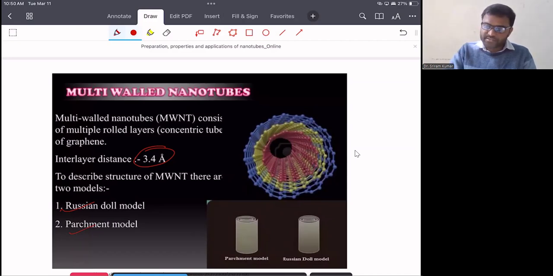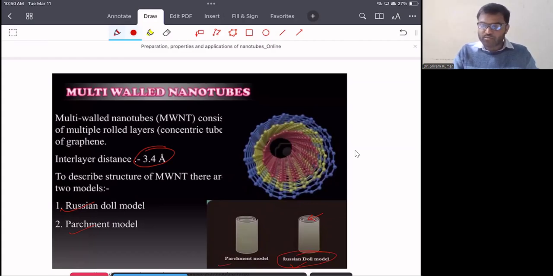So let's understand the Russian doll model first. Here in the Russian doll model, we have a kind of CNT rolling. If we have a CNT, that CNT has a diameter. In this kind of CNT, we have concentric layers: a smaller diameter, then a bigger diameter, and then a bigger diameter. Here we have concentric cylindrical structures, and that makes the Russian doll model.